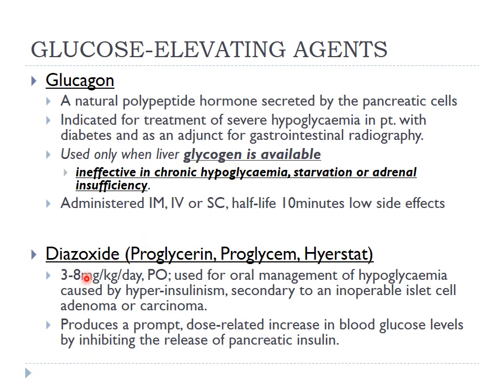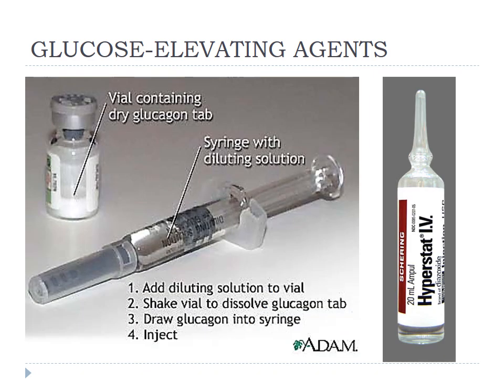The hyperstat, or the diazoxide, whatever this one is, causes a prompt dose-related increase in glucose levels. It basically inhibits the release of pancreatic insulin. You would only use this on a patient who has type 2 diabetes and is in a situation where they are hyperproducing insulin. And this is what hyperstat looks like. It comes in an IV form like this.